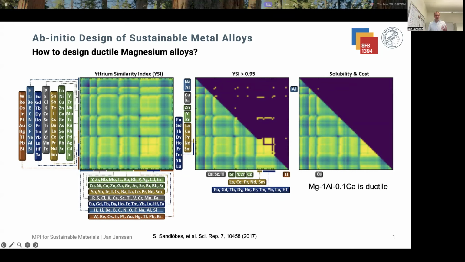What I find fascinating here is this rather small change. We change a little more than 1%, and you have drastically different material properties compared to pure magnesium.